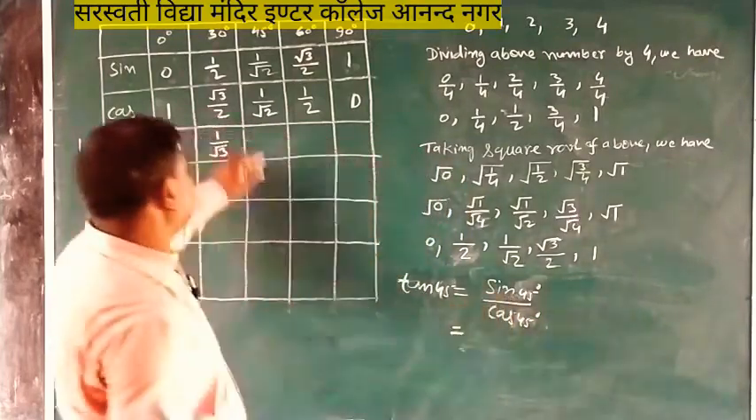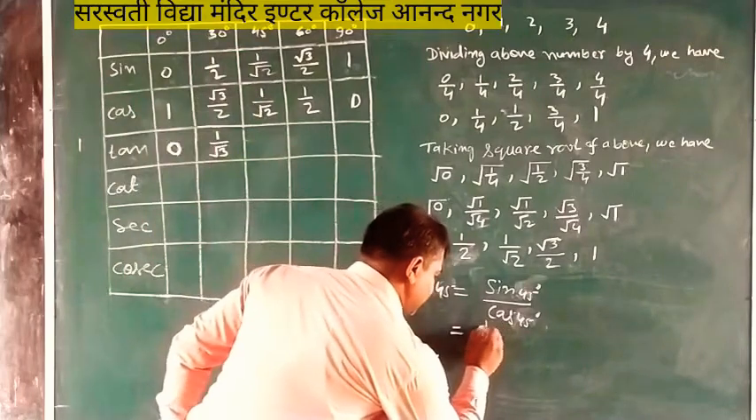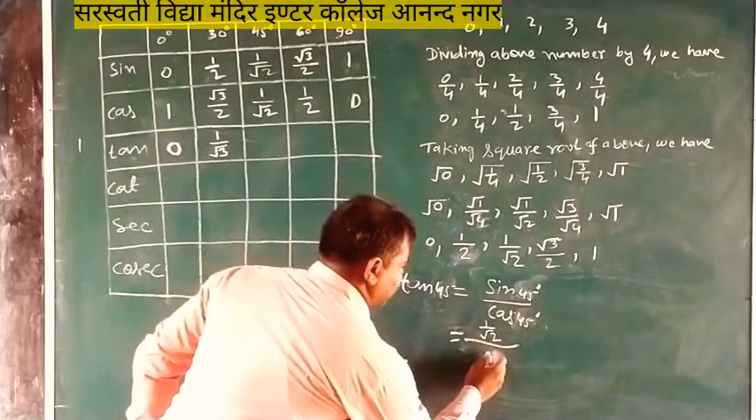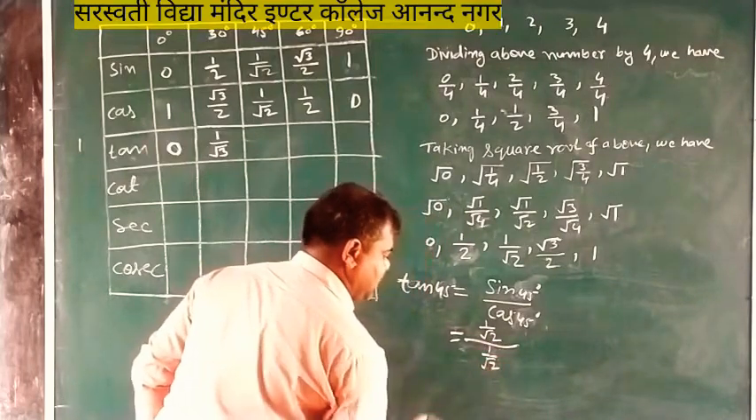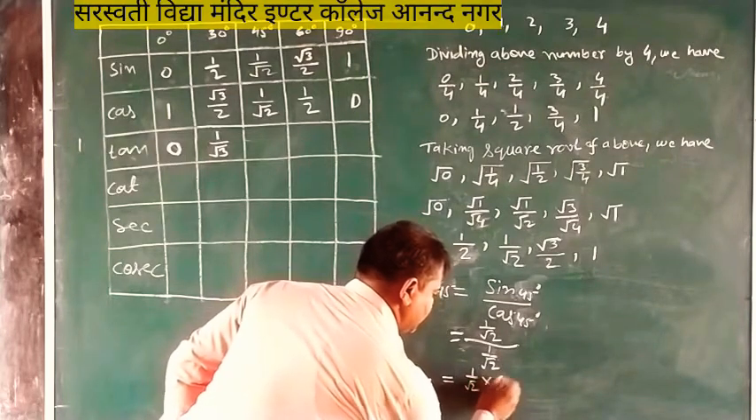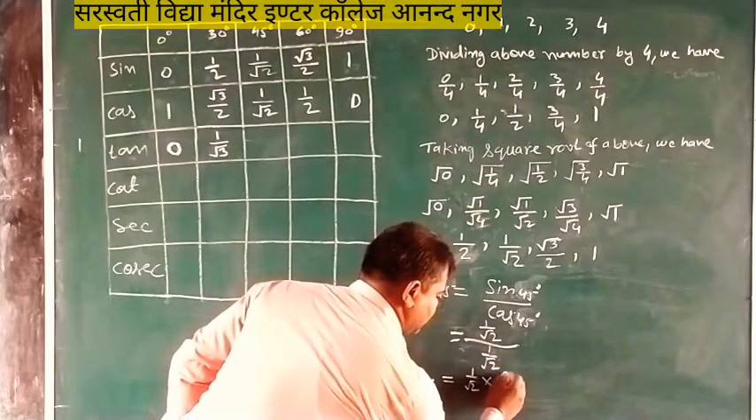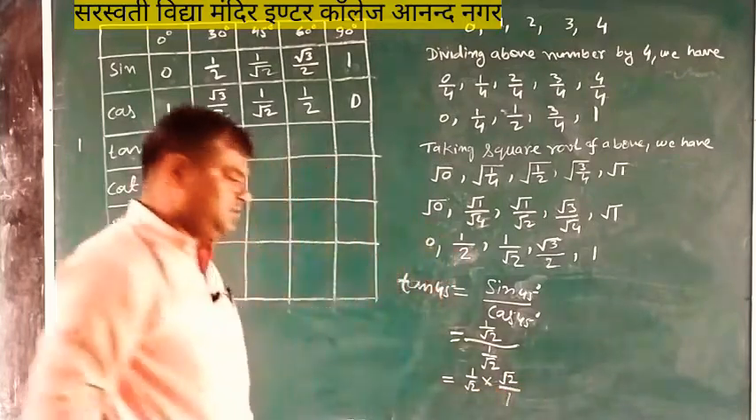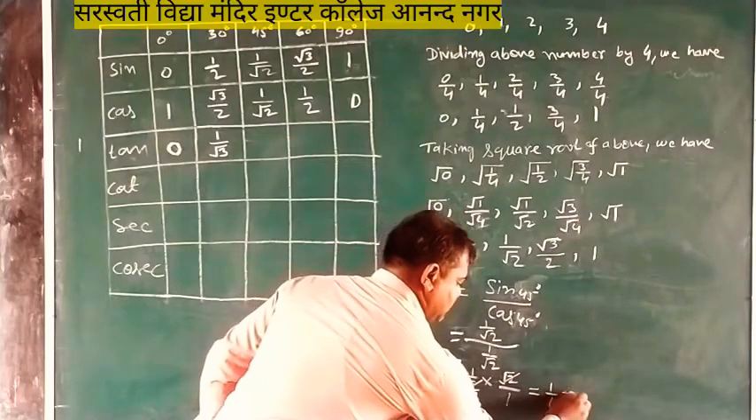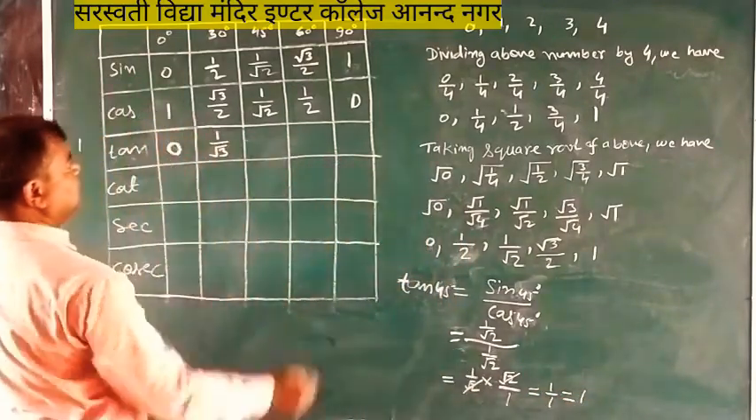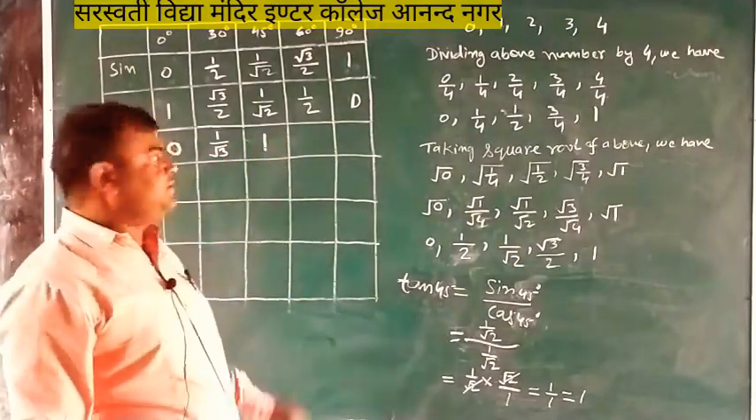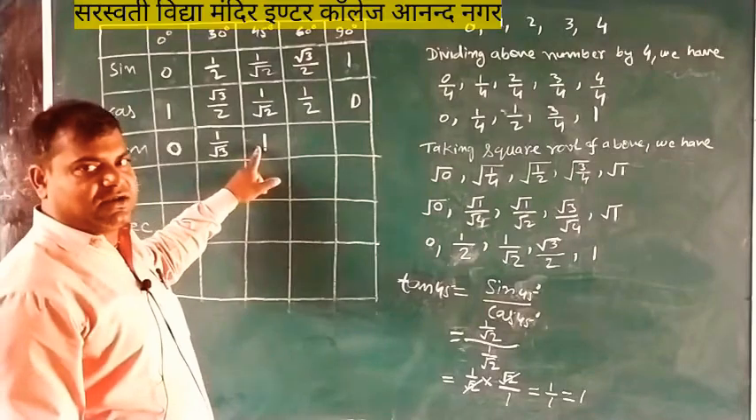Then the value of sin 45 degree is 1 by under root 2, and cos 45 degree is also 1 by under root 2, clear? And it will be 1 by under root 2 into under root 2 by 1. This under root 2 cancels, 1 by 1 is equal to 1. The value of tan 45 degree is only 1.